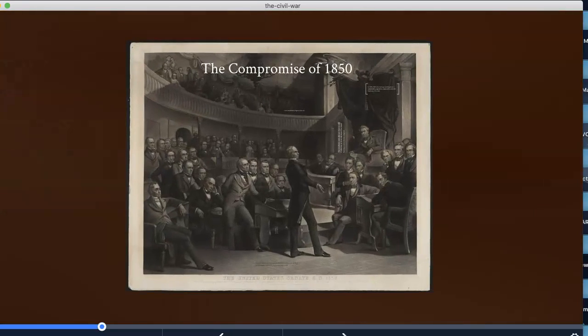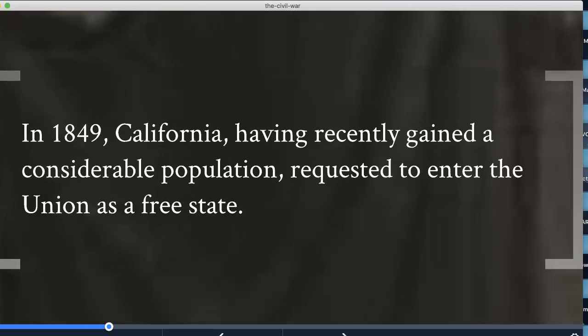Compromise of 1850. Again, something we talked about multiple times. Okay, it's when California entered the Union. This is when they decided to say that states would decide through their own governing board, through their own citizens, if they'd be free or if they'd be a slave state.